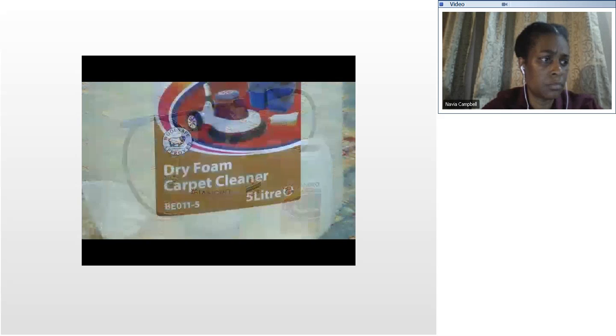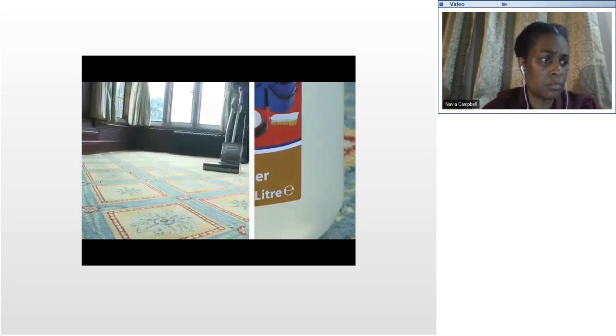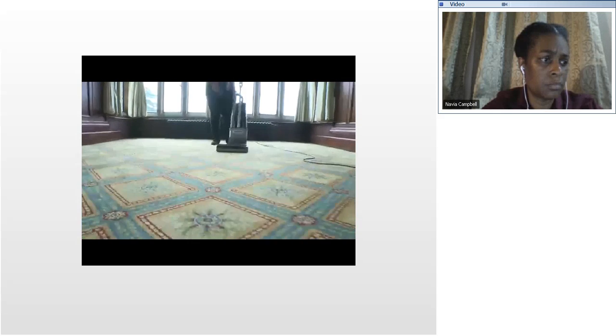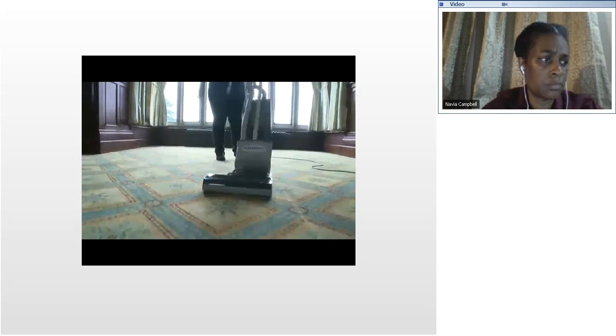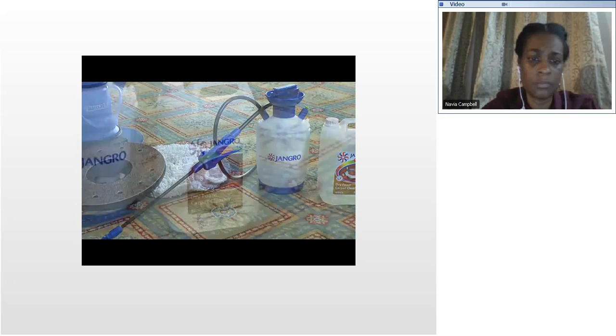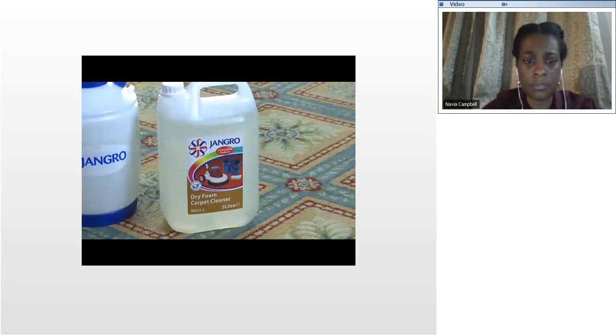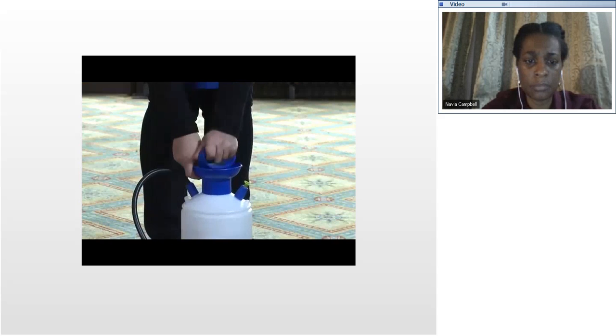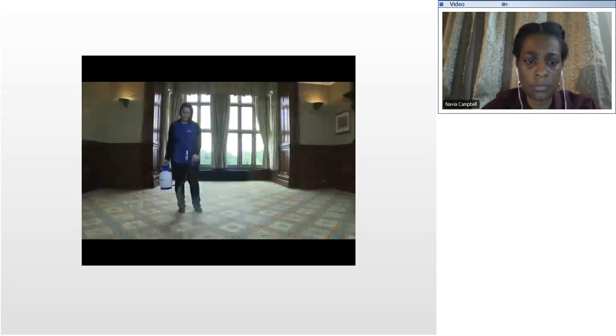Bonnet buffing is a great method to use for a quick and easy maintenance clean of a low-profile carpet and carpet tiles. For this, we need a good vacuum cleaner, such as the Jangro Upright that has a brush on it, plus a slow-speed rotary buffing machine, a carpet bonnet mop, a pump-up sprayer, and Jangro Dry Foam Carpet Cleaner. To begin, thoroughly vacuum the carpet.